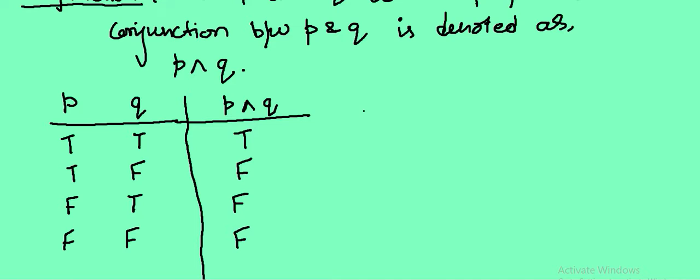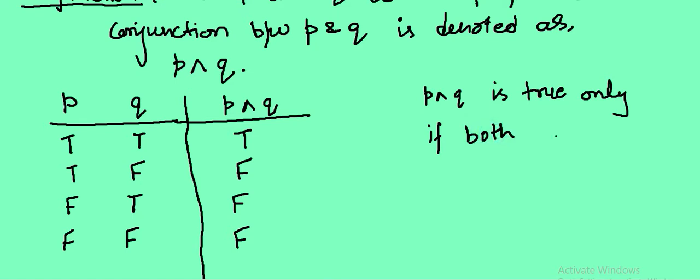So it means that the conjunction P and Q is true only if both P and Q are true, right? So if P and Q both are true, only then the conjunction P and Q will be true, okay?